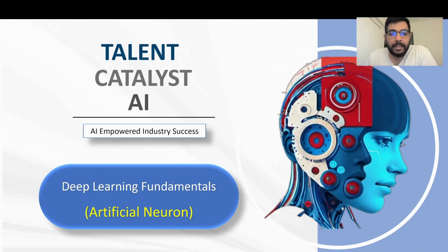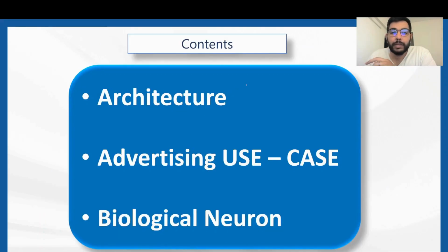The topic for today's discussion is artificial neuron, which is a fundamental of any deep neural network. What we'll be going through is the architecture of that artificial neuron, and to understand its working, we'll be going through an advertising use case, a real-time industry use case on how an artificial neuron works. And the third thing is relating artificial neuron to a biological neuron. Biological neurons essentially are the neurons present in our brain. We'll try to understand how these two, artificial and biological neuron, are similar in terms of their working.